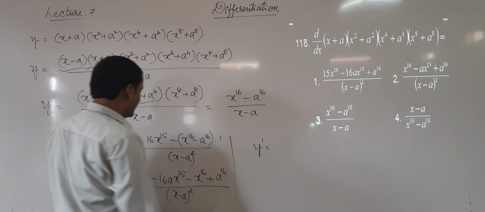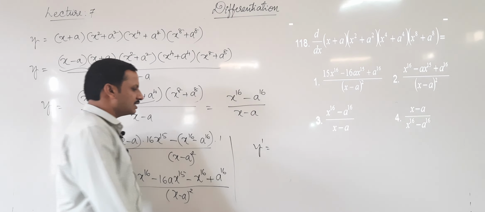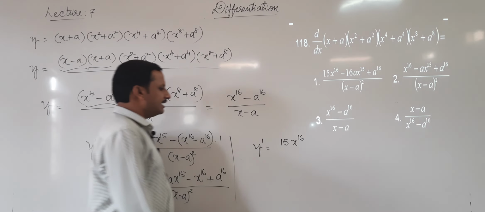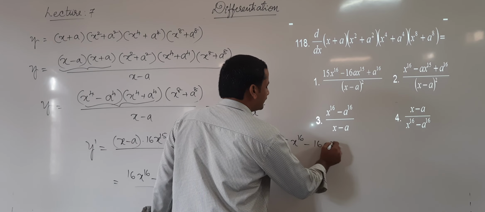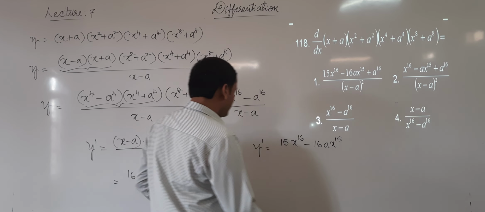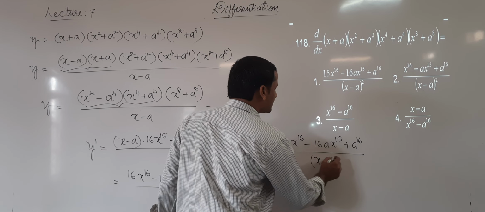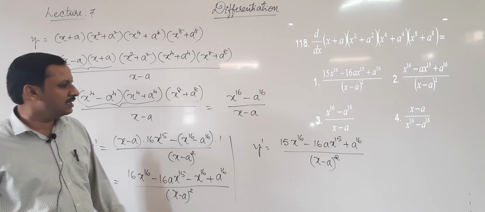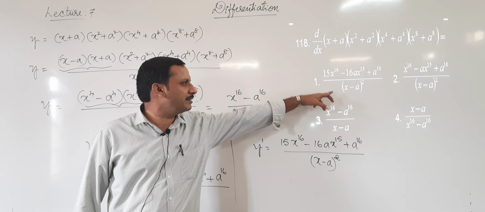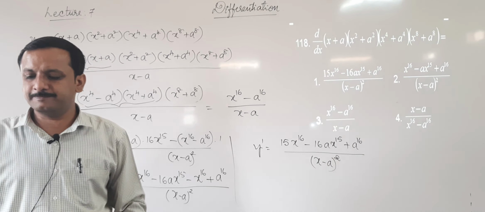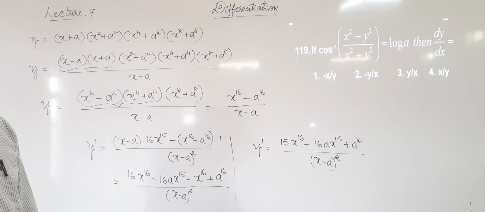16 divided by (x minus a) whole square, which means y dash is equal to, here 16x power 16 minus x power 16, that will give you 15x power 16, then minus 16a x power 15 plus a power 16 divided by (x minus a) whole square. Okay, this is our y dash. 15x power 16 minus 16a x power 15 plus a power 16 divided by (x minus a) whole square, which is the first option.